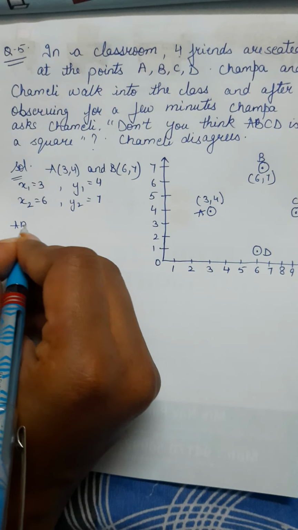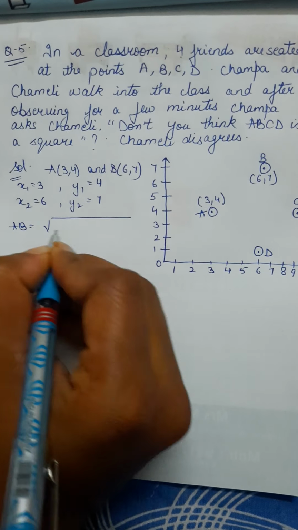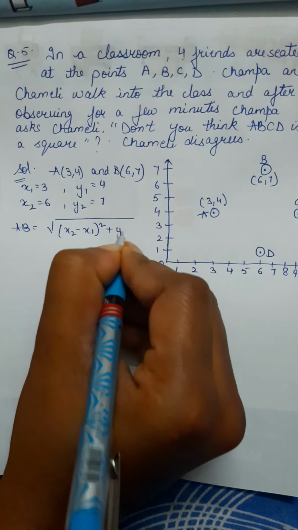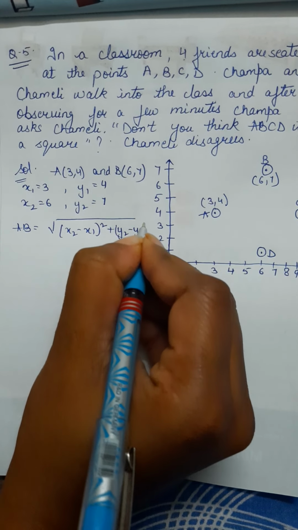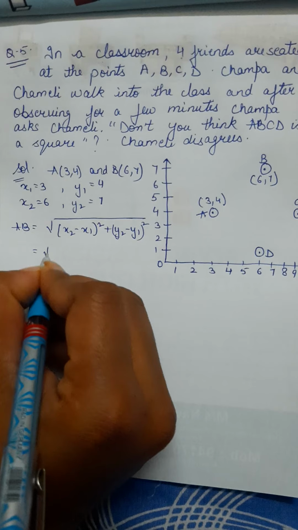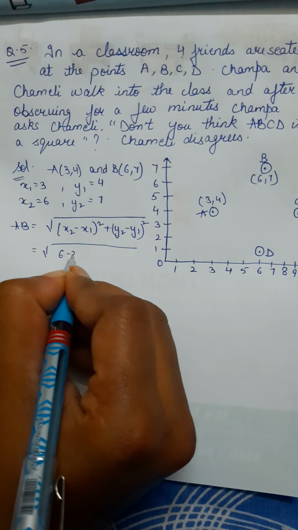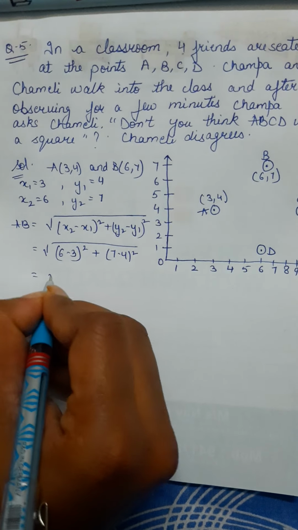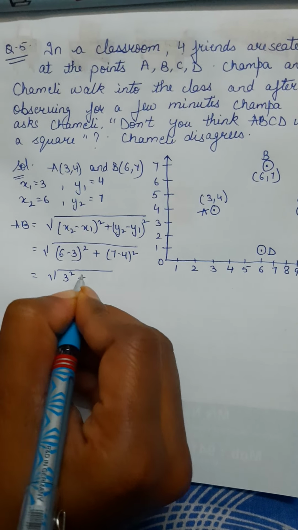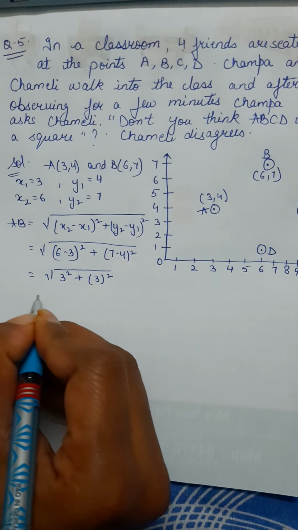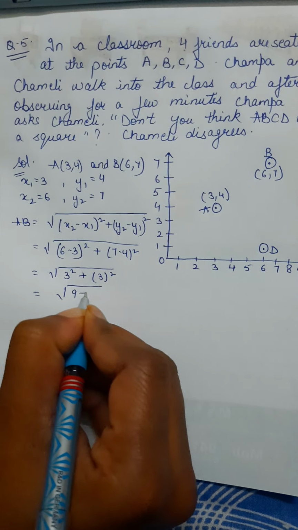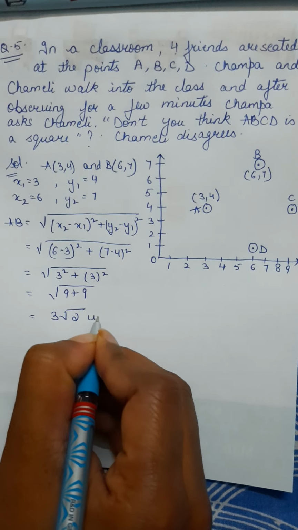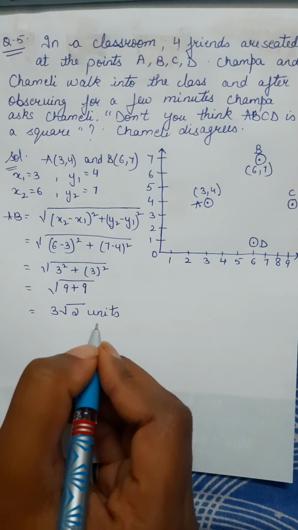To find out the distance of AB, we have to first put the formula, that is x2 minus x1 का whole square plus y2 minus y1 का whole square. Now put the values. This is 6 minus 3 का whole square plus 7 minus 4 का whole square, which is equals to 3 का square plus 3 का square, which is equals to 9 plus 9, which is equals to 3 root 2 units. So this is the distance of first side.